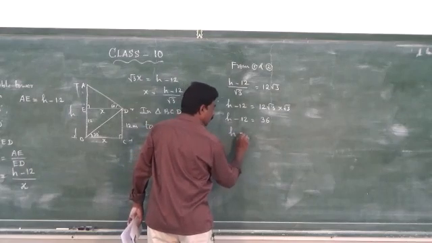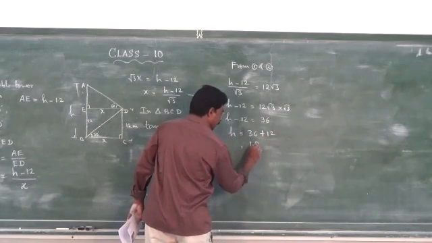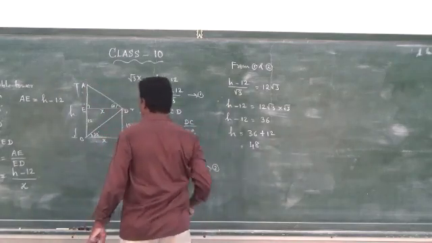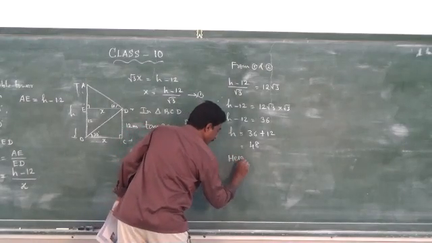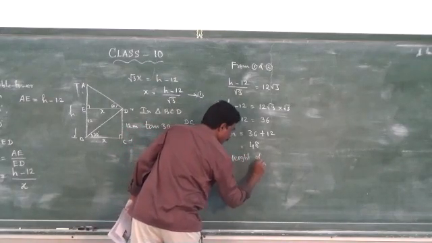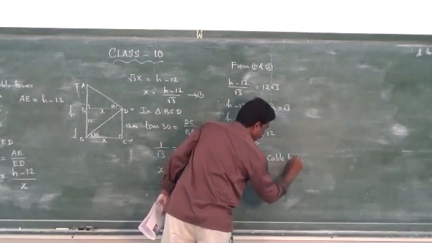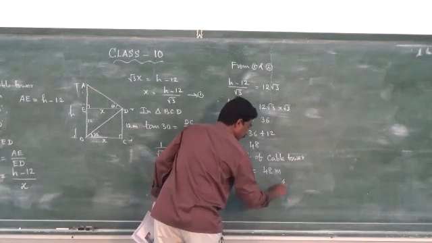So h is equal to 36 plus 12. That is 48. So what is h? Height of the building. So height of the cable tower. Therefore, height of the cable tower is equal to 48 meter.